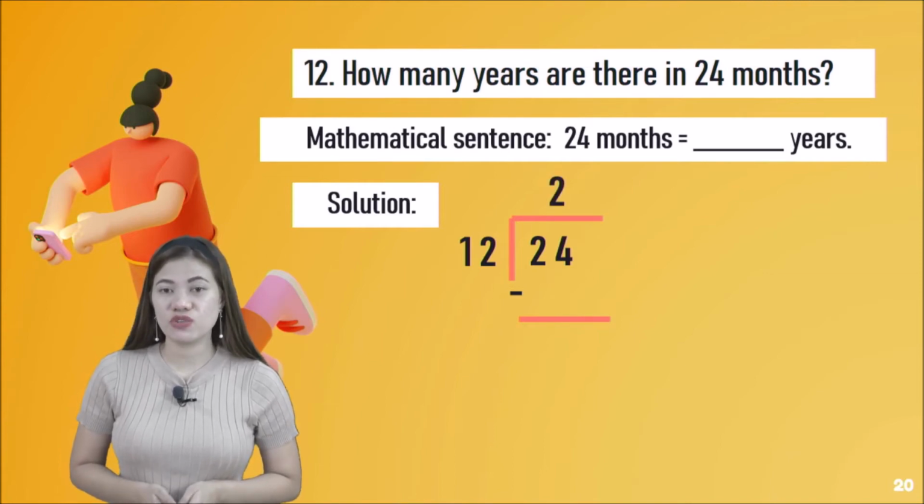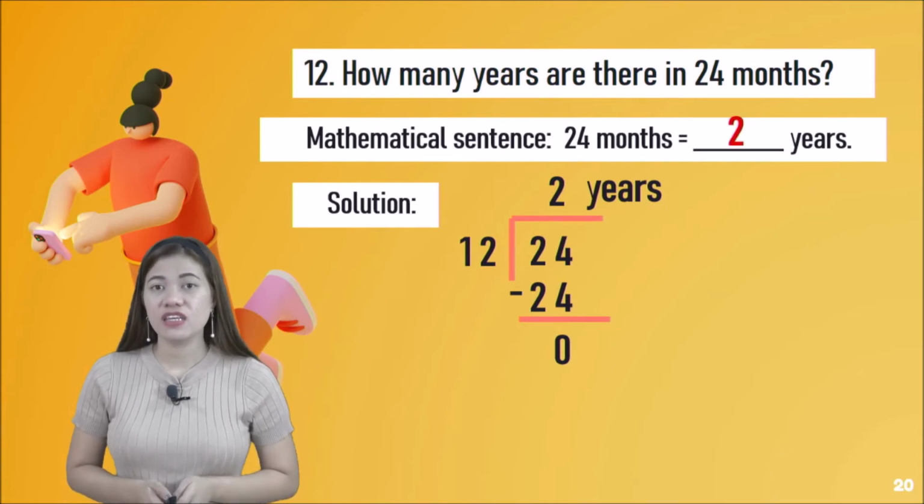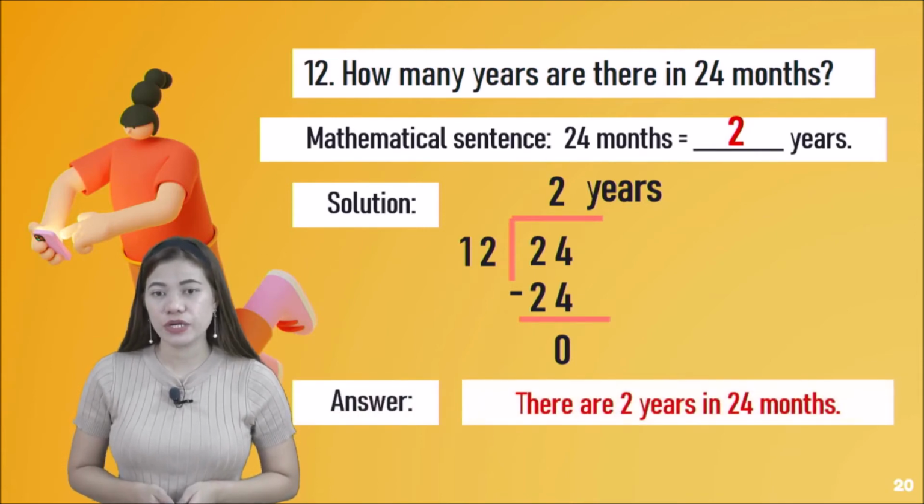2 times 12 is equal to 24. And then 24 minus 24 is equal to 0. So kids, in 24 months, we have 2 years. Okay, again, in 24 months, we have 2 years. Our final answer, there are 2 years in 24 months.